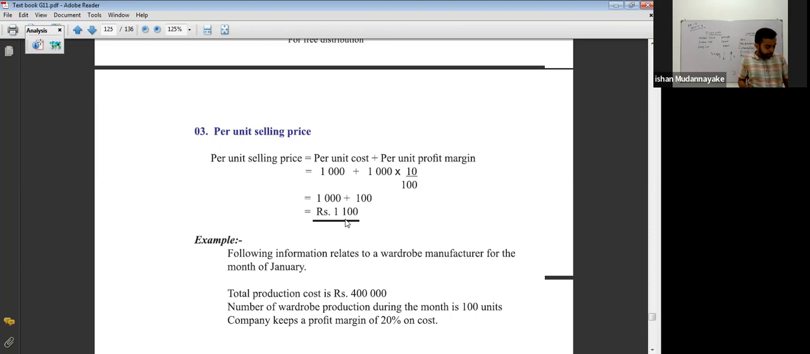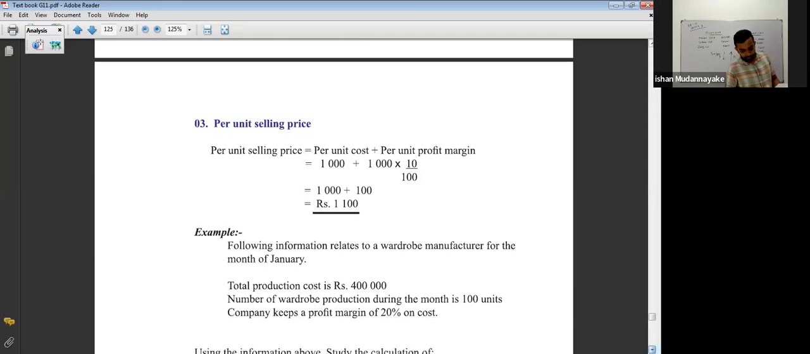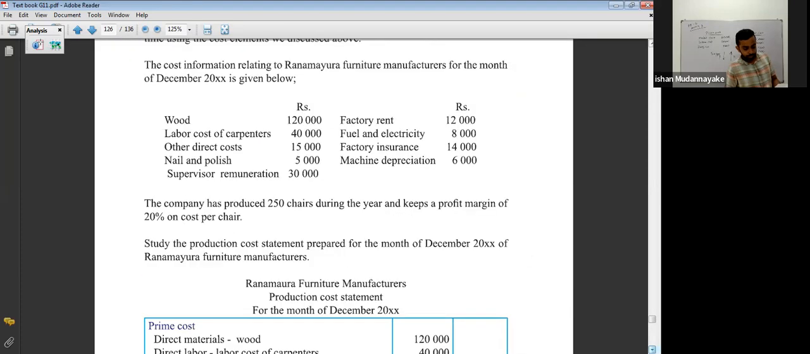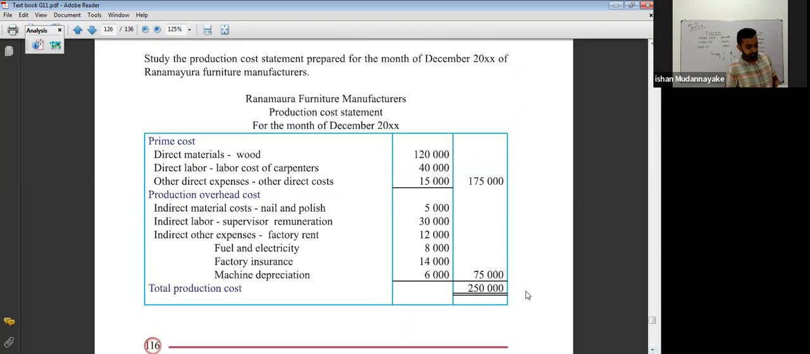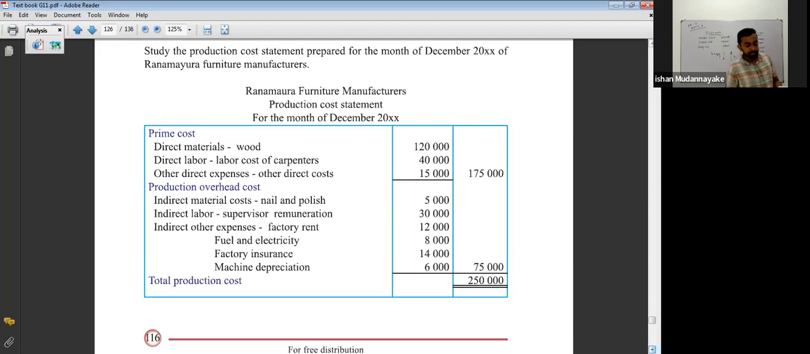And then on page number 116, you can see the method of preparing a production cost statement. Students, the production cost of a business organization can be presented as a statement. This is one example of a production cost statement. Look at this table. Prana Mayura Furniture Manufacturers production cost statement for the month of December 2023. Prime costs: direct material, wood; direct labor, labor cost of carpenters; other direct expenses, 15,000.